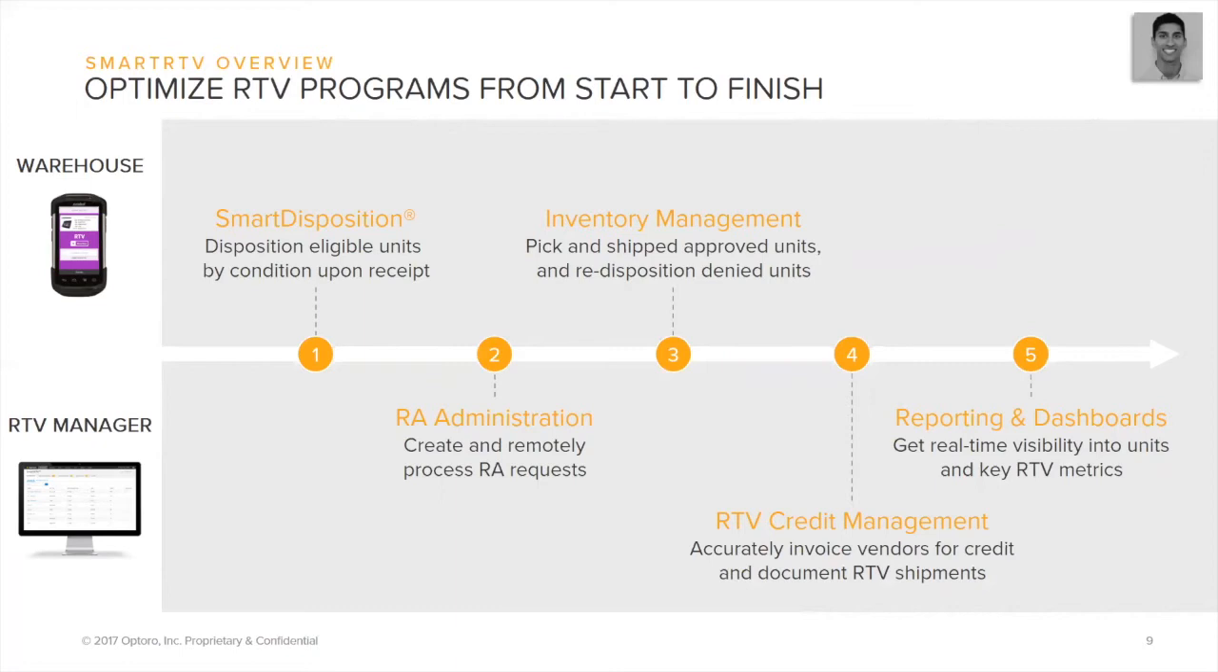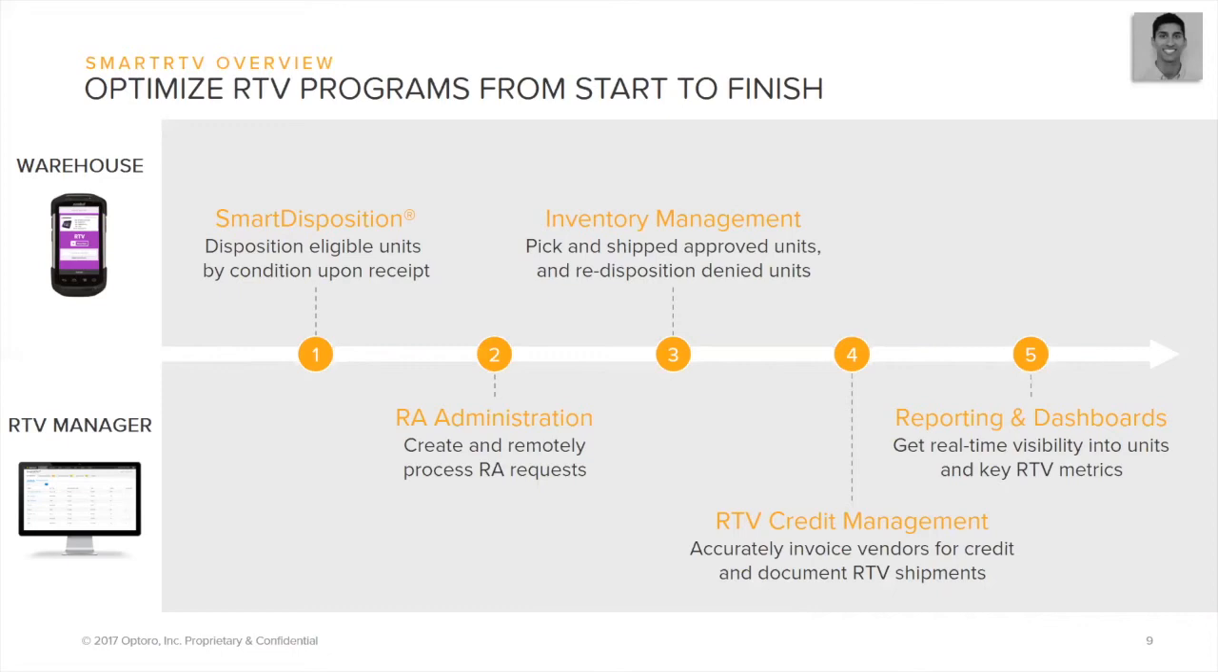And so this platform supports the RTV process at several different stages. The first, as you can see on the left, is smart disposition. This is how we determine RTV eligibility. OptiTurn is able to ingest vendor rules, unit conditions, RTV eligibility checks, and dispositions to RTV only those units that have a chance of being credited.